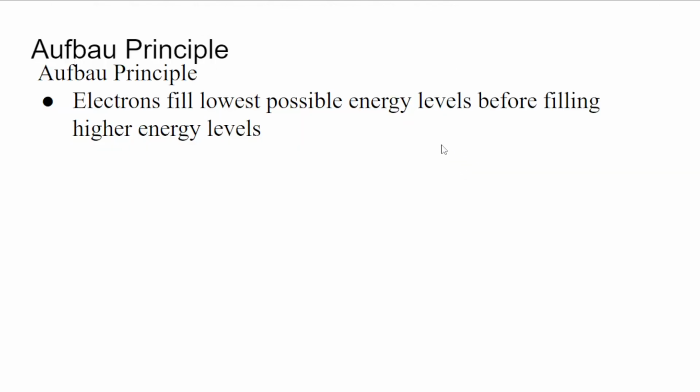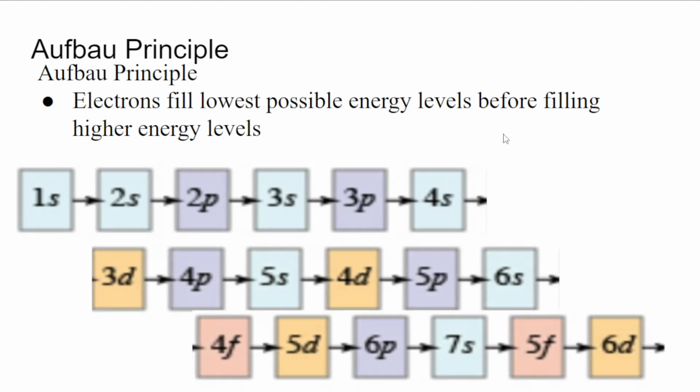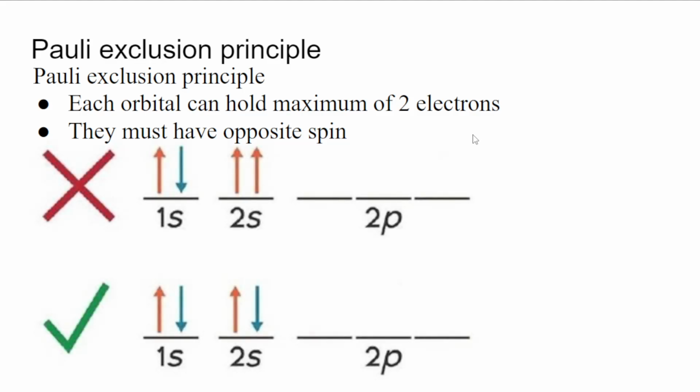A couple things to remember: the Aufbau principle. Electrons will fill the lowest energy levels before the highest energy levels. So this is the order that you would fill your energy levels. It just follows the periodic table. You have the Pauli exclusion principle, which states that each orbital can hold a maximum of 2 electrons and they have opposite spin. So if you wrote the orbital diagram, instead of having 2 in this energy level facing the same direction, you need to have 1 up, 1 down.